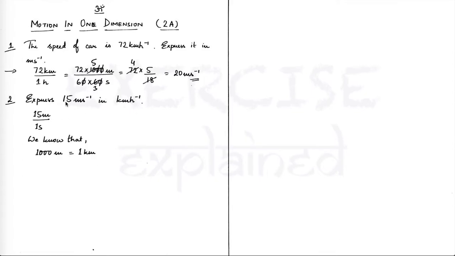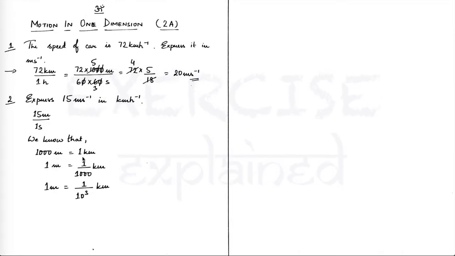So when we hear that a vehicle is traveling at 15 meter per second, what immediately comes to our mind is the vehicle can travel a distance of 15 meters in 1 second. So 15 meter per second can be written as 15 meter divided by 1 second. Now we know that 1000 meter is 1 kilometer. So can I write 1 meter is equal to 1 by 1000 kilometer. This 1000 goes to the other side and we get 1 by 1000 kilometer. So 1 meter is 1 by 1000 kilometer.